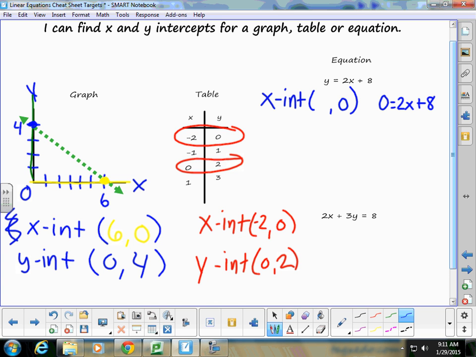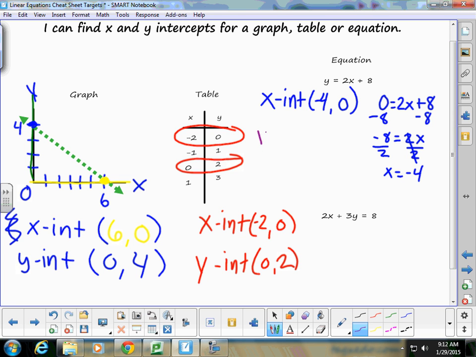A lot of people try to divide by 2 here. You cannot get x alone until x is actually alone. So you have to subtract 8 first. So negative 8 equals 2x. Now that x is by itself, we can divide by 2. And we're going to find out that x is equal to negative 4. So when y is 0, x is negative 4.